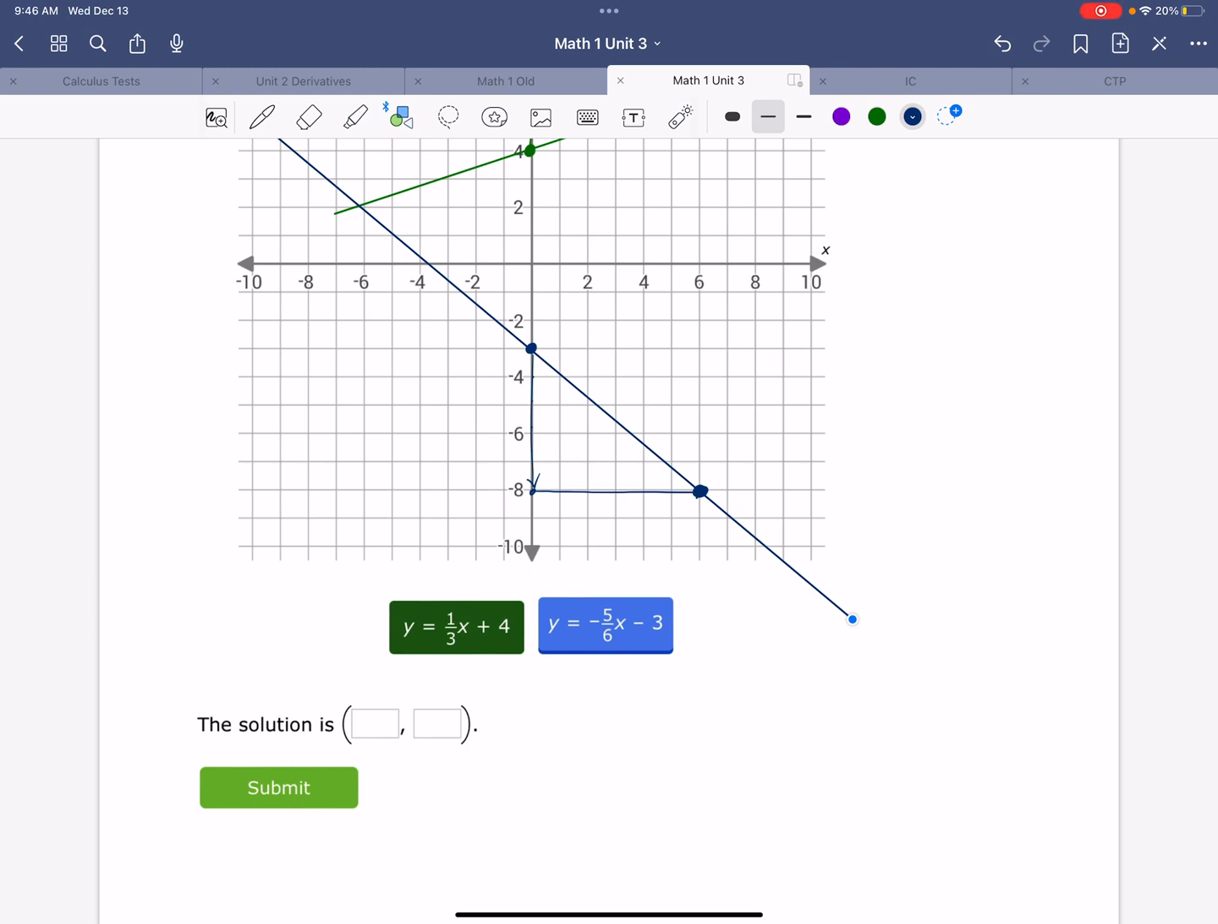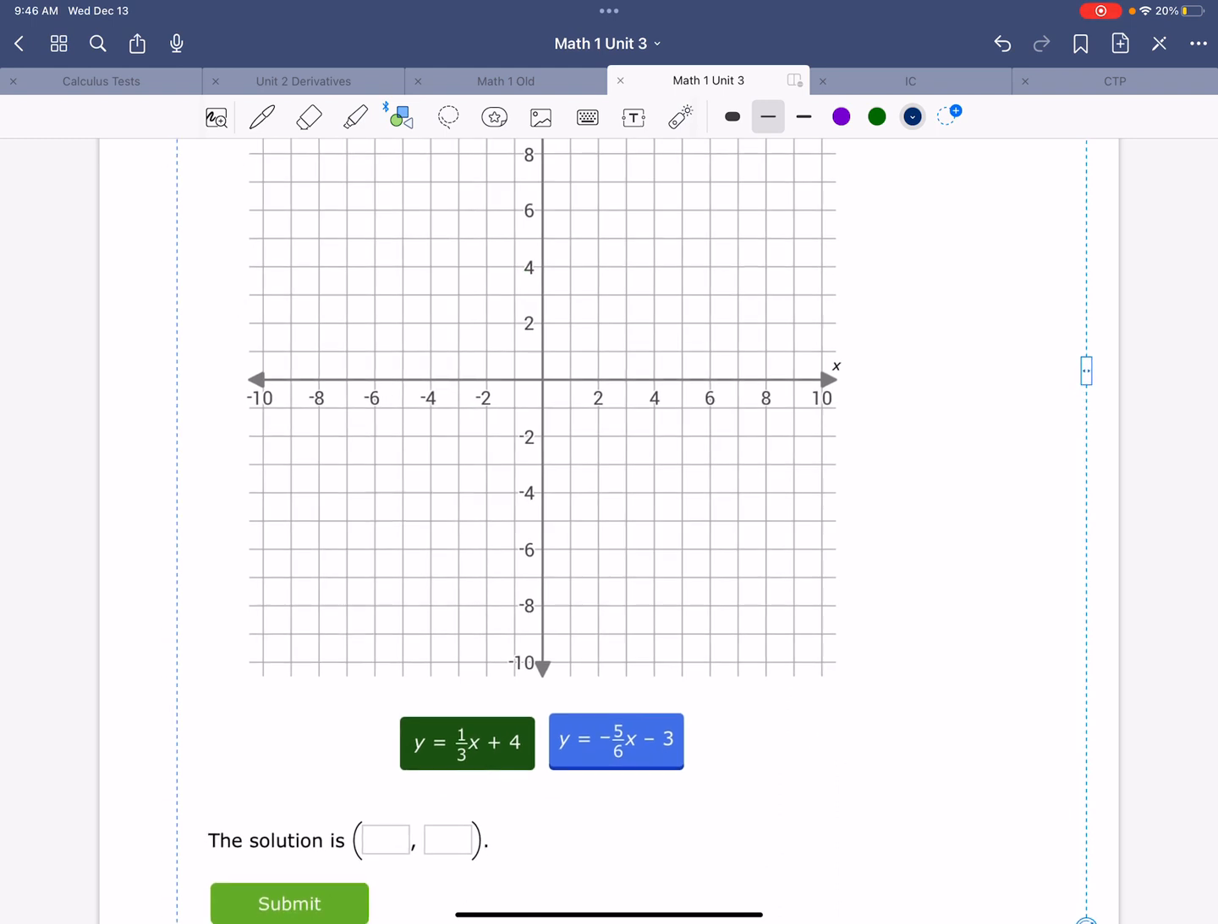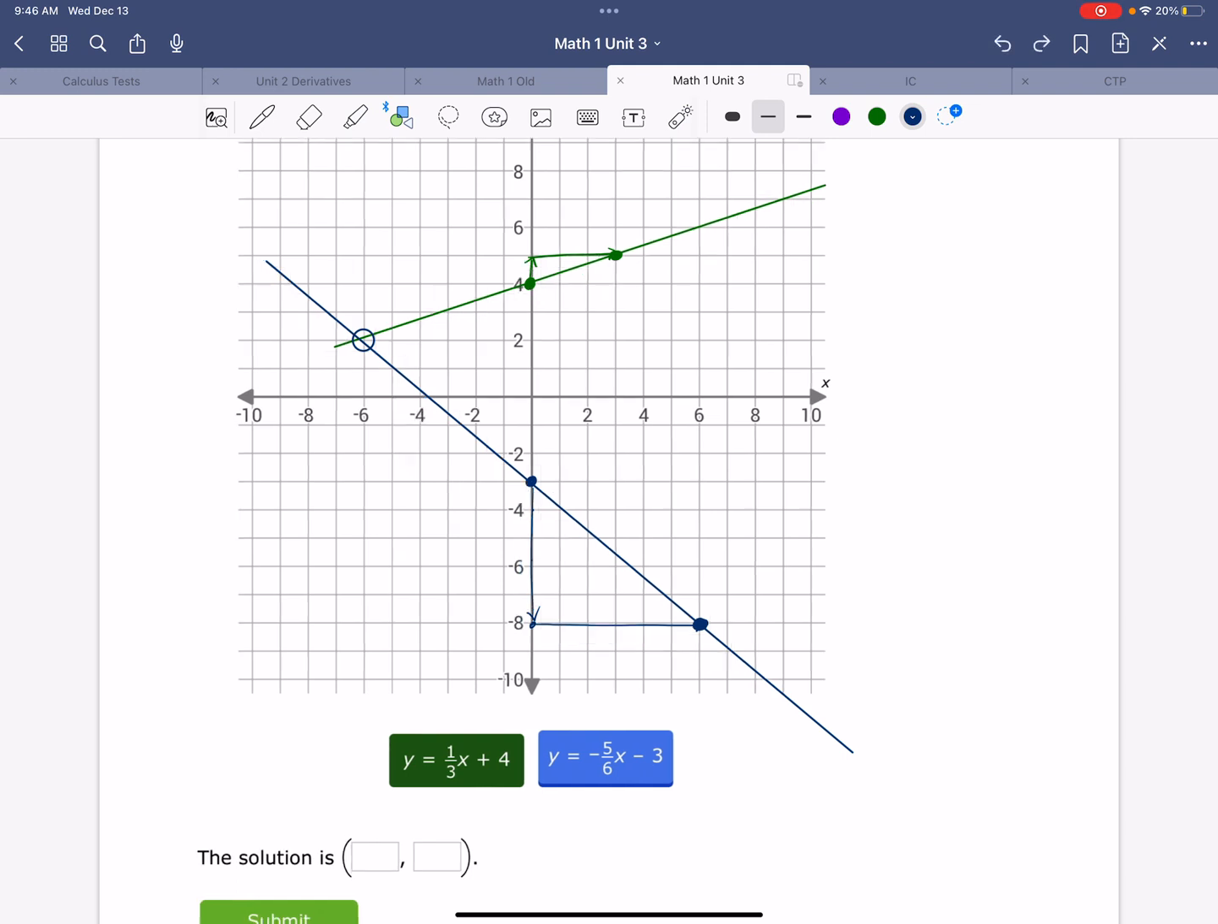But you can kind of see here on my iPad that the point where they're coming together is at -6 and 2. So that coordinate point is going to happen at -6 and 2. That's the x coordinate, and that's the y coordinate. Remember, in our coordinate point, x always comes first and then y. So my final answer, what I'm going to put into iExcel, is -6 and 2.